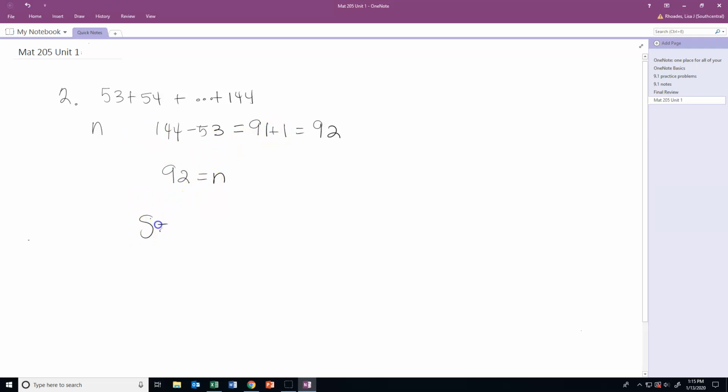So to get the sum, I would take 92 divided by 2. The first term is 53 and the last term is 144, which gives us a sum of 9,062.